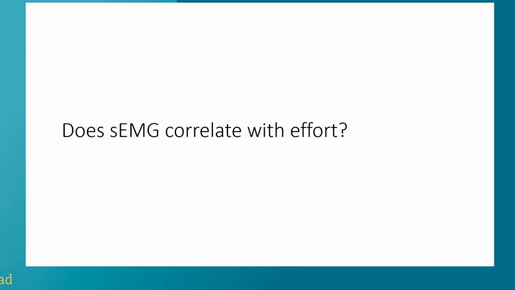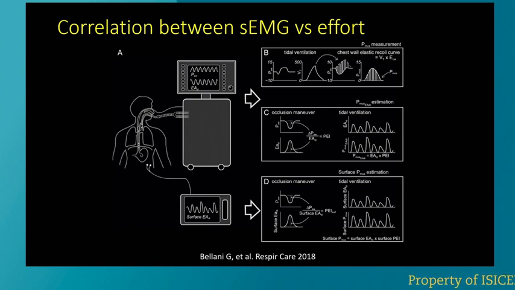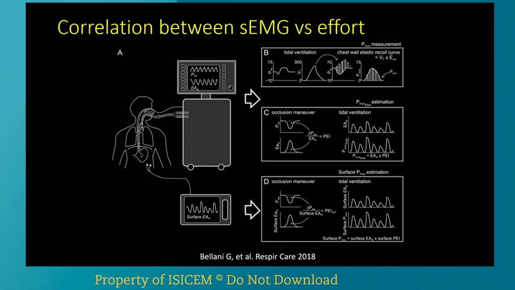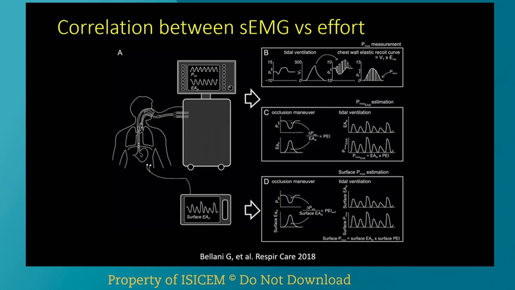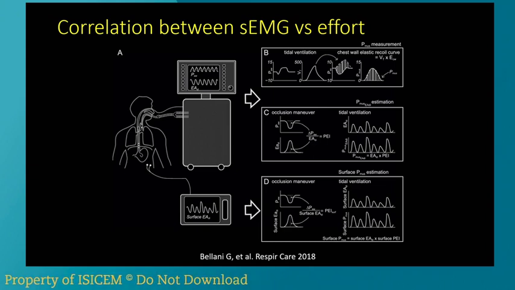But the main issue is, well, it could be relatively easily collected, but does it really correlate with effort? And we have some data. This is a couple of works. The first one is from the group of Giacomo Bellani. What they tried is to compare the standard method using esophageal balloon with another method using surface EMG, and by applying an expiratory hold, they measure the swing in the airway pressure, and they define this PEY index that could be used to estimate the Pmus, calculated by using surface EMG.